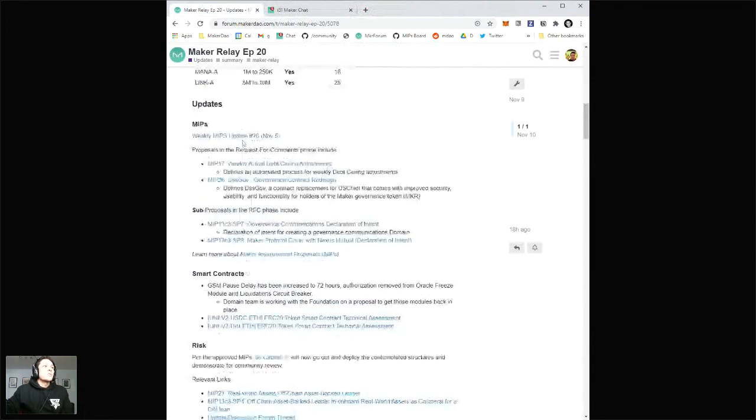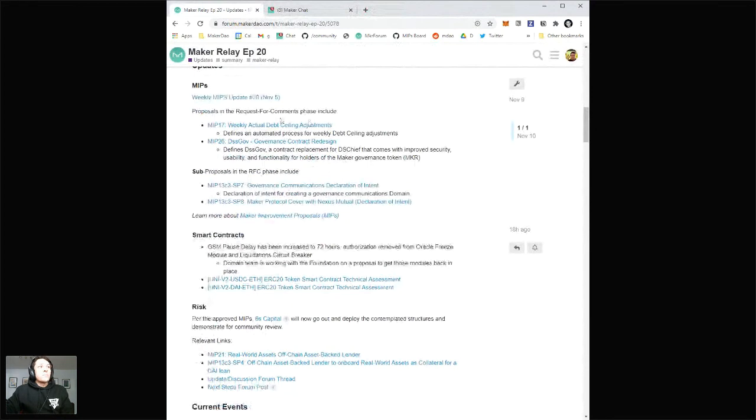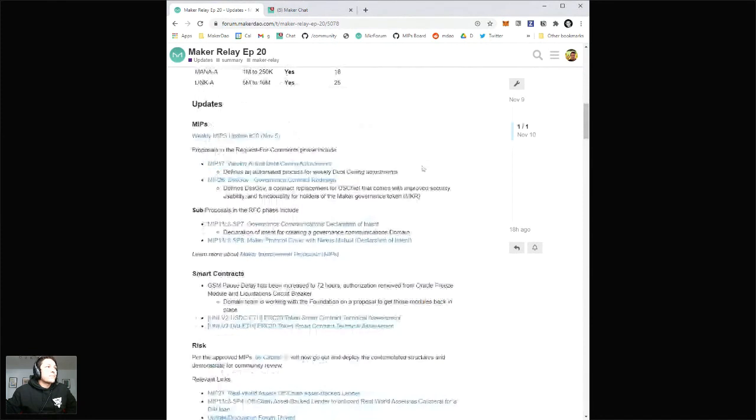Charles posted his weekly MIP update on Wednesday last week, so check that out if you want the full update. But we have a number of MIPs in the request for comment phase. One of them is the weekly actual debt ceiling adjustments. This defines an automated process for weekly debt ceiling adjustments. This is different than the instant access module for debt ceiling adjustments. This is kind of like the logic, whereas the instant access module is just the ability to do it without a governance delay, if I'm not mistaken.